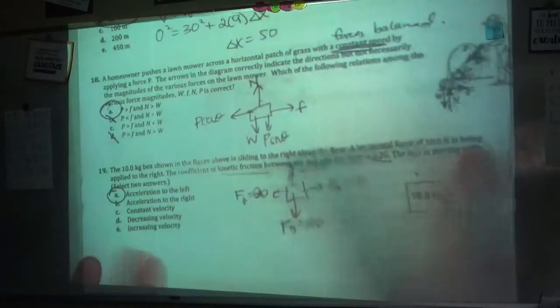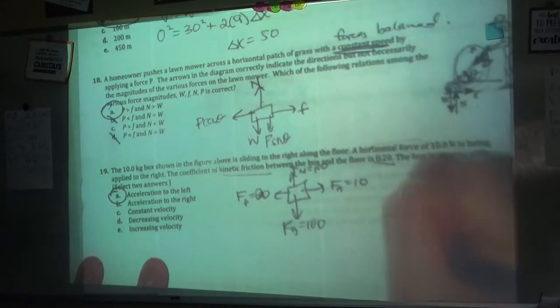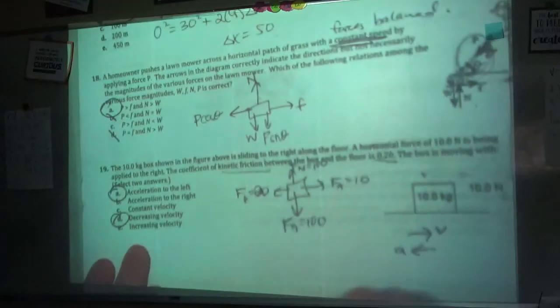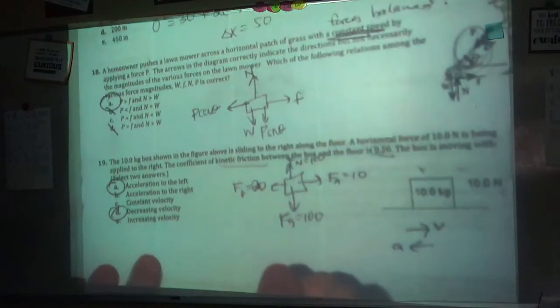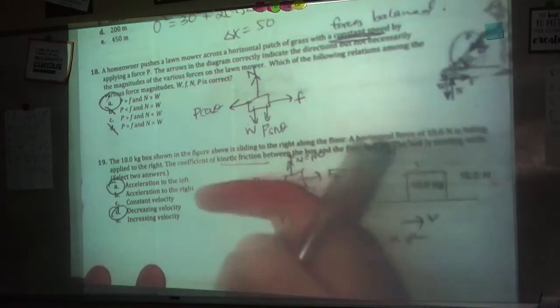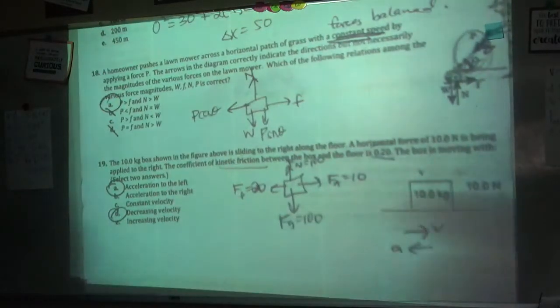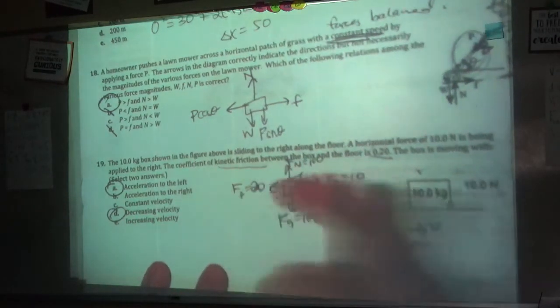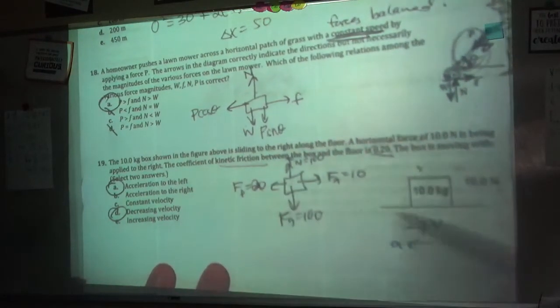And because it is moving to the right and the acceleration is in the opposite direction, that means it's going to slow down, or decrease in velocity. The reason I know there's an acceleration to the left is because my net force is to the left. So I have greater force to the left, so it will accelerate that way. Now that does not mean it is moving that way. It means that the acceleration is that way, which is why it slows down.